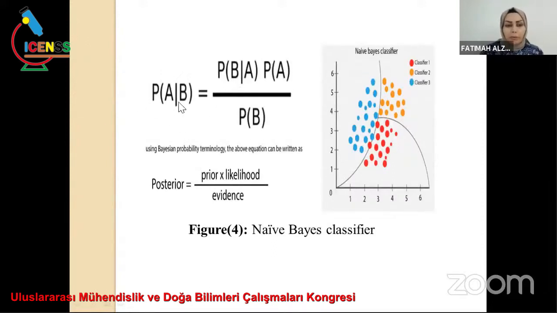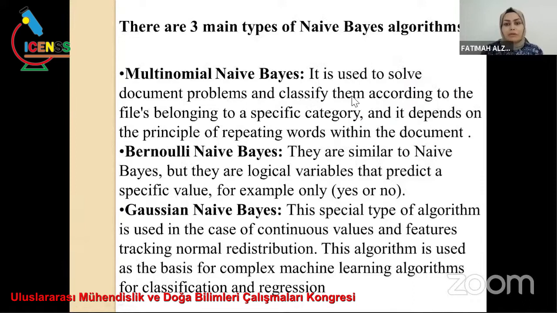We can find probability by this equation, and we have three types of Naive Bayes. The three types of Naive Bayes algorithm: Multinomial Naive Bayes, Bernoulli Naive Bayes, and Gaussian Naive Bayes. Number one, Multinomial is used to solve classification problems and classify documents according to the category they belong to, and it depends on the principle of repeating words within the document.